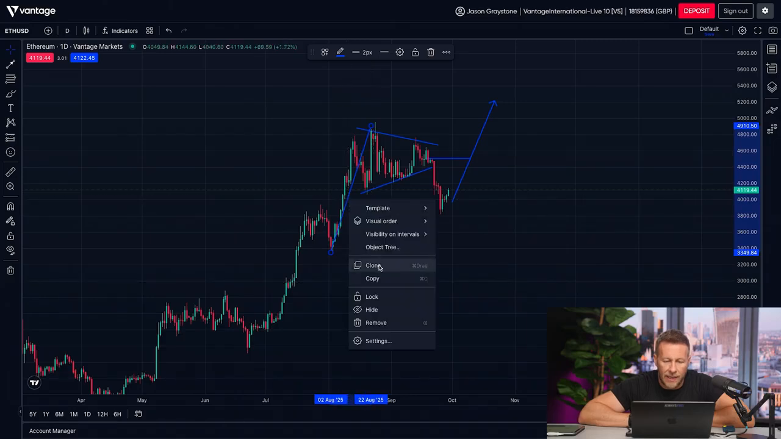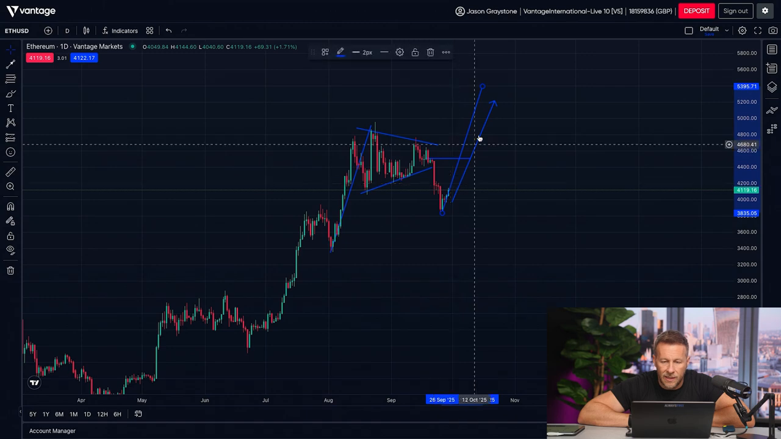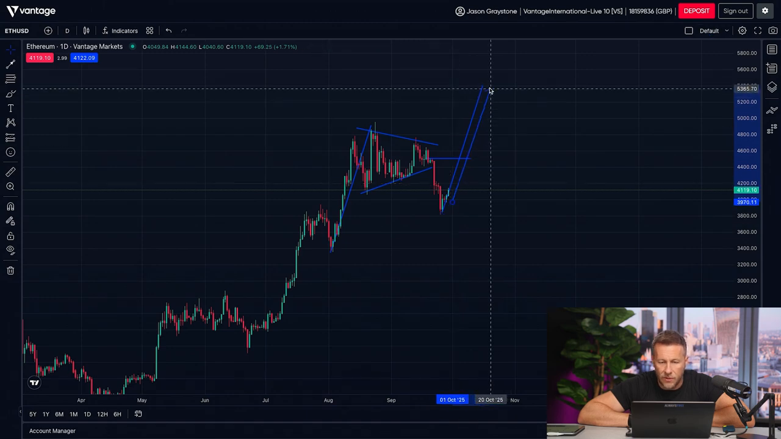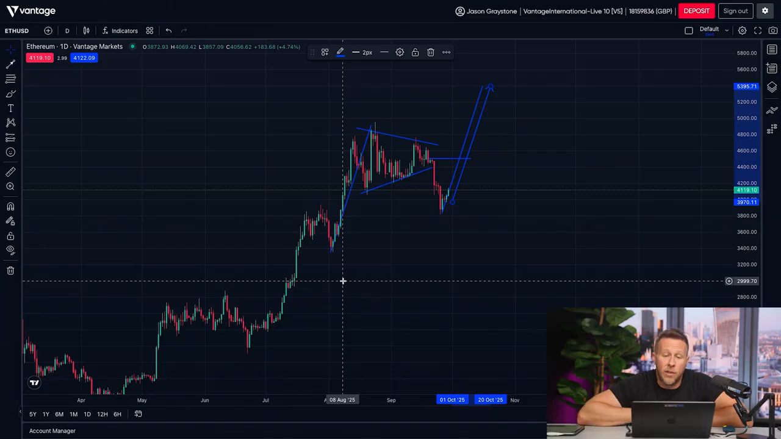if we're to clone out this line here, what you're looking for is a low, right? So we're looking to test around this level here, and that would be where we're looking for that extension. Now, what else could give us confidence with this? Let me just show you something here.